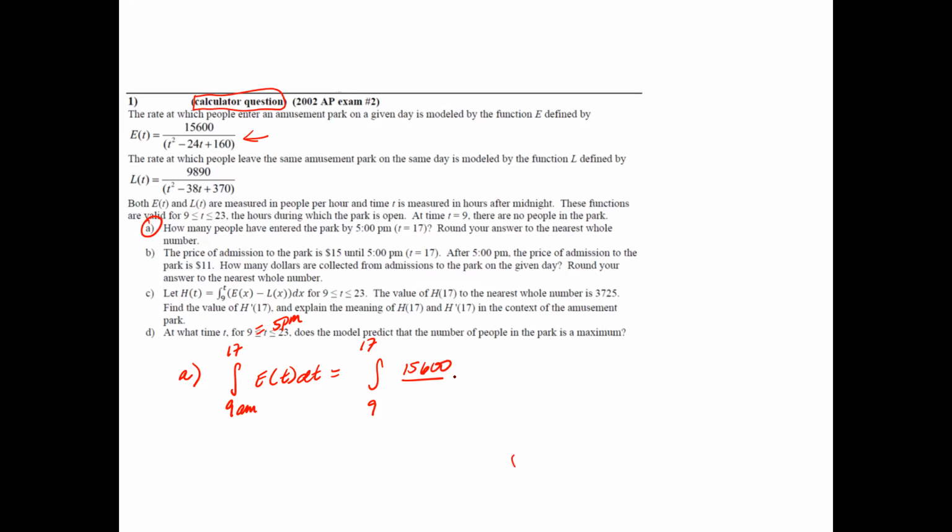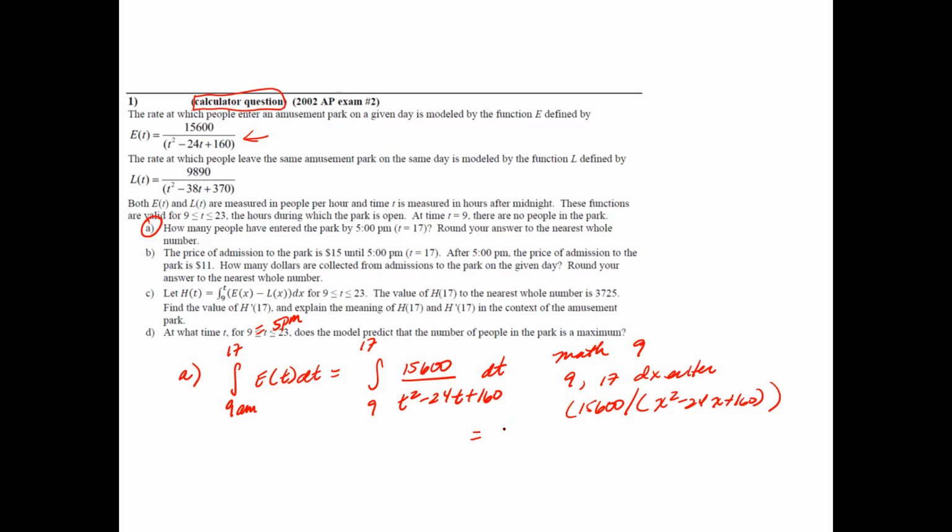So, 15,600 over (t squared minus 24t plus 160) dt. You're going to put this into your calculator. Remember, the function is just math, 9. Make sure you put 9 and then 17, and then dx, and then hit enter. I would do 15,600 divided by, open another parenthesis, x squared minus 24x plus 160, close, close, and then enter.